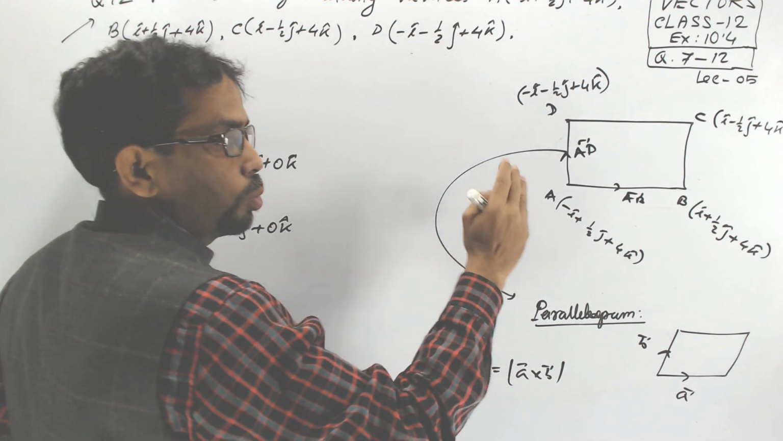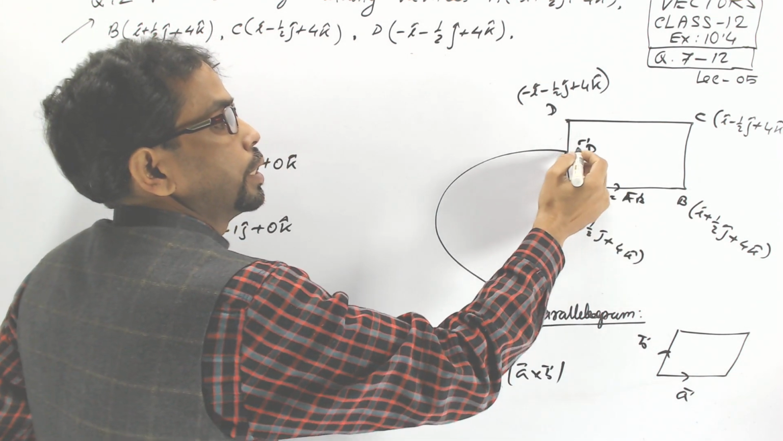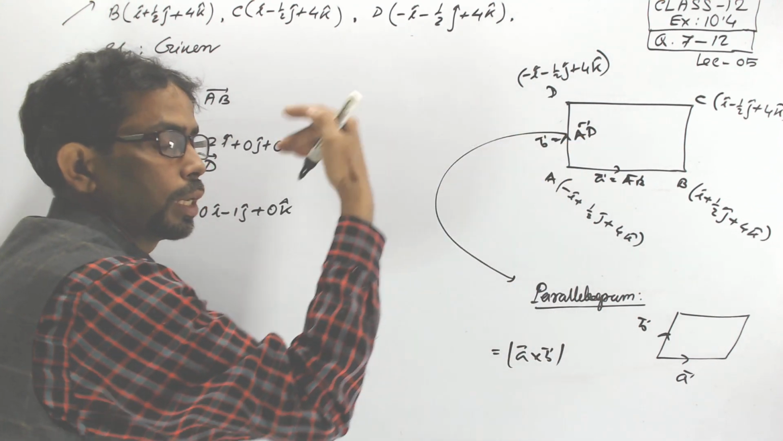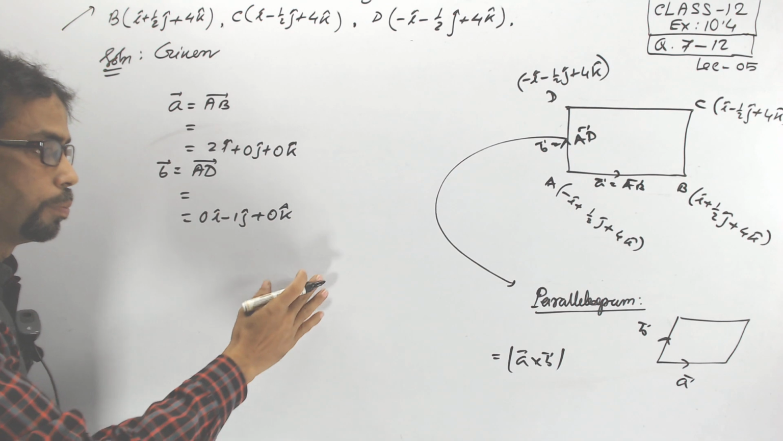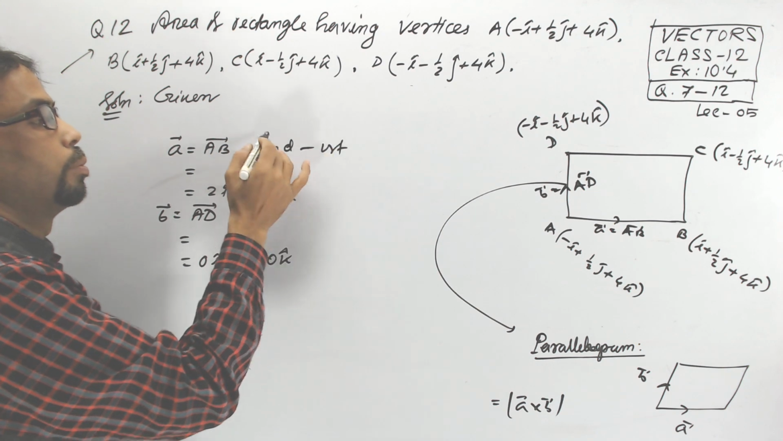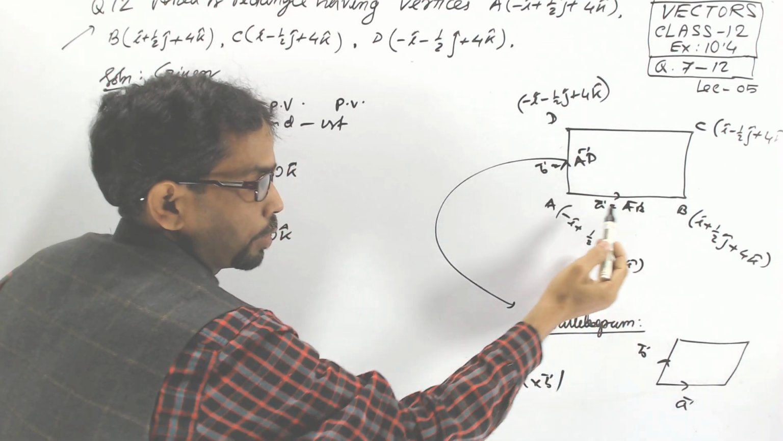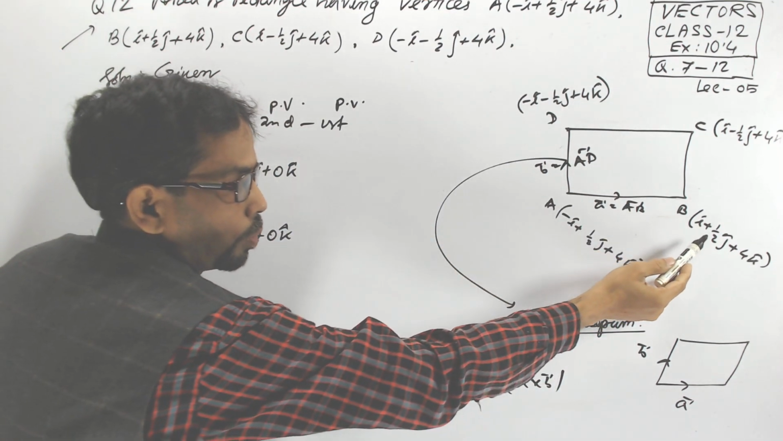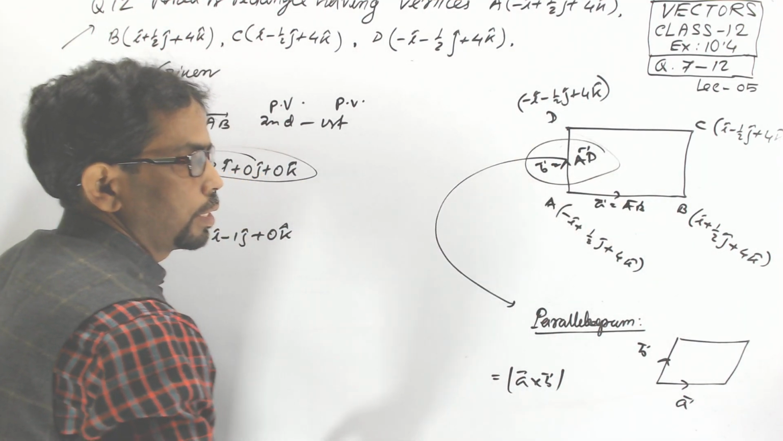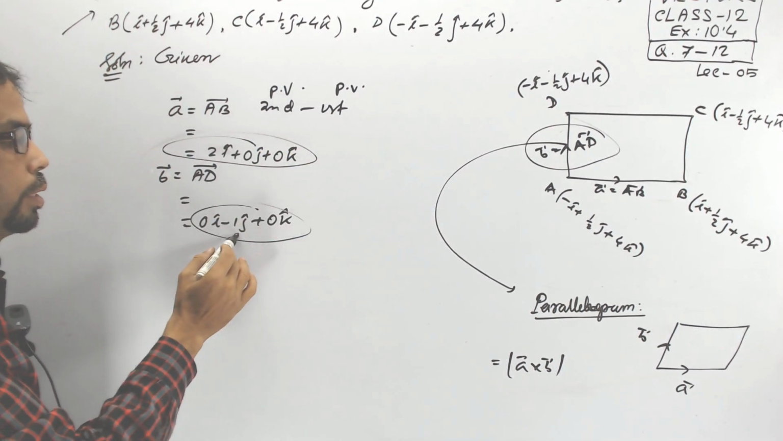Any two adjacent sides we take, we'll get the same answer. So AB I'll represent by A, and AD by B, and find the cross product and its magnitude, which will give the area of the rectangle, because a rectangle is also a parallelogram. AB is found by the position vector of the second minus the position vector of the first. Minus of minus is plus, so it comes to 2i, 1 by 2 minus 1 by 2, 0j, 0k. The other adjacent side B is AD, again second minus first, which comes to 0i minus 1j plus 0k.